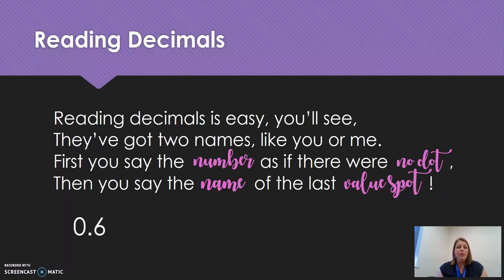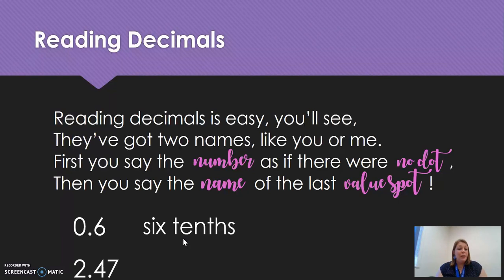So if we think about that again, we've got a big focus on the idea of the number without the dot and the name of the value spot. So if we have a think here, I see the number 6, and my 6, or the last digit, is in the tenths column. So I have 6, and they are tenths. So we would say it as 6 tenths.